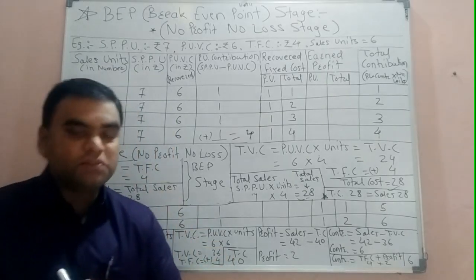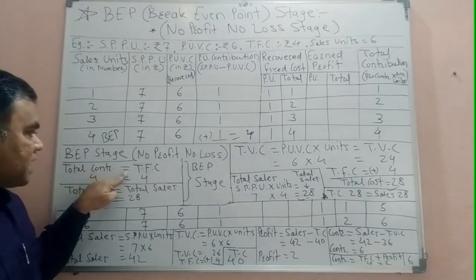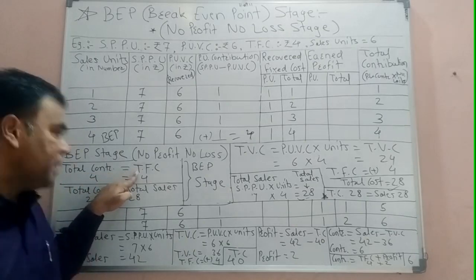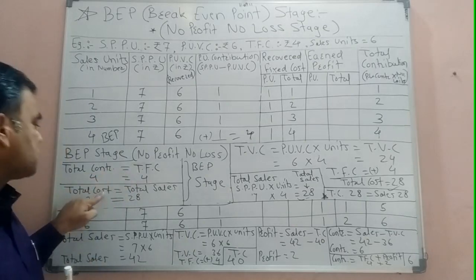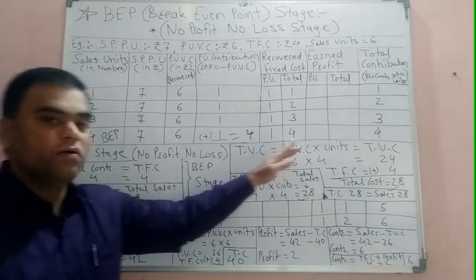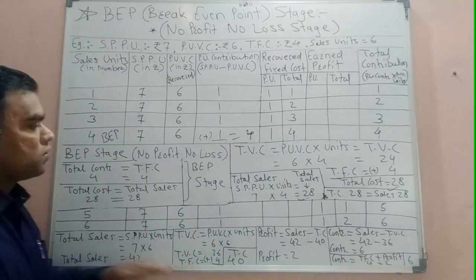When the BEP stage comes, when total contribution becomes exactly equal to total fixed cost, then automatically our total cost becomes exactly equal to total sales, as we have discussed. Now we are going to understand the analysis in total.